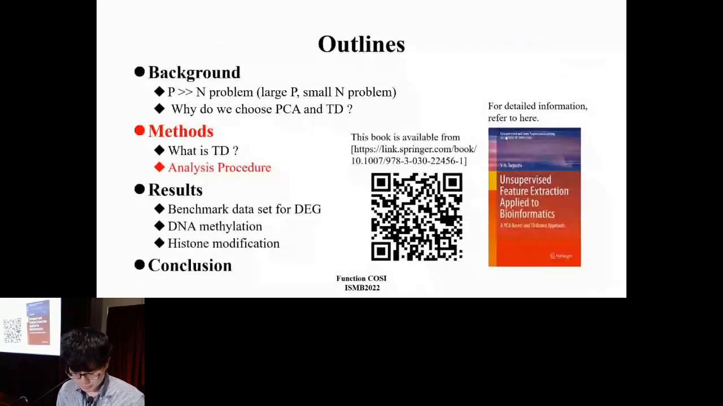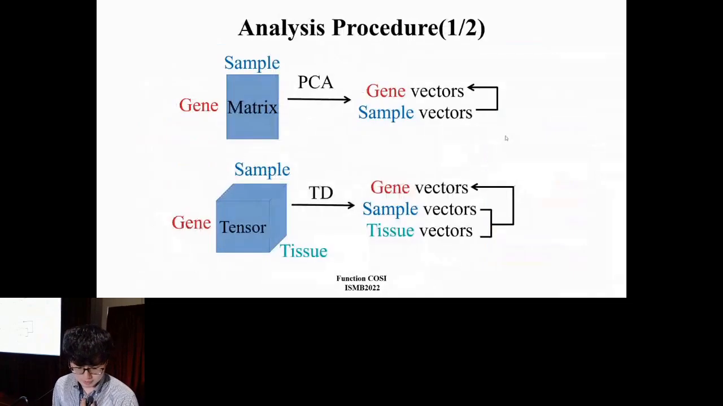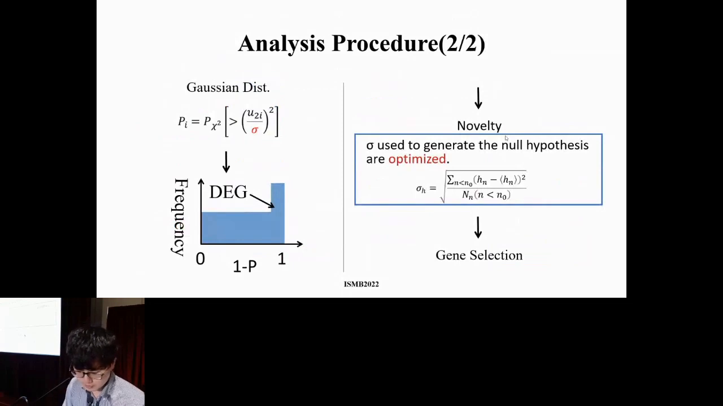Finally, the analysis procedure. After principal component analysis and tensor decomposition, we can select the sample-dependent vector and tissue-dependent vector that have the desired properties. Then the gene vector is determined. Here, for the gene selection criteria, we assume that the gene-dependent vector u follows a Gaussian distribution, and we assign a p-value to the gene-dependent vector u using the cumulative chi-square distribution.